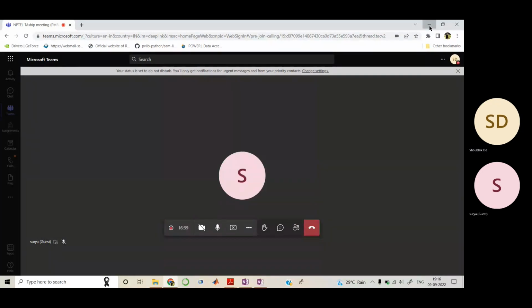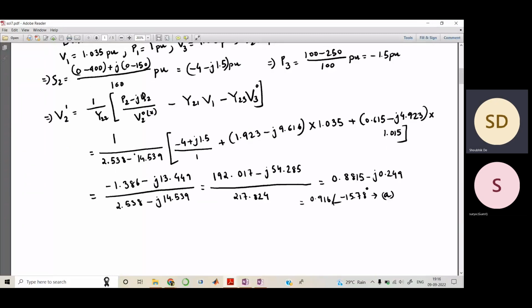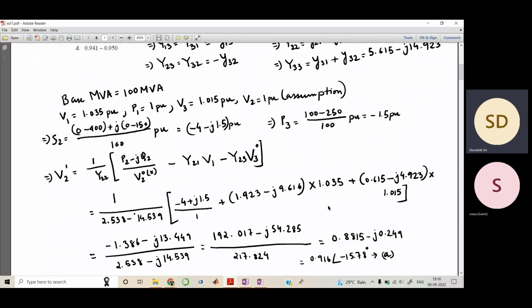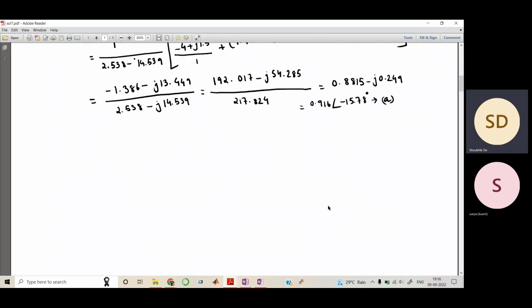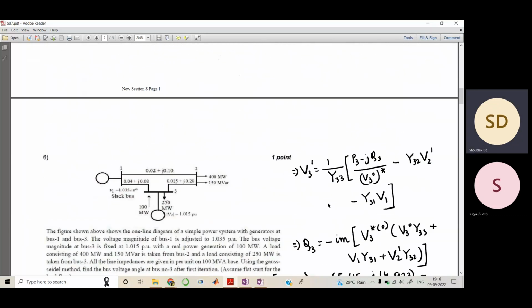Okay, so this is how you get the answer 0.916, which is your option A. I hope I was able to make this clear. Anyways, you will be getting access to these materials, and I'll also be posting the video, so you can watch it.